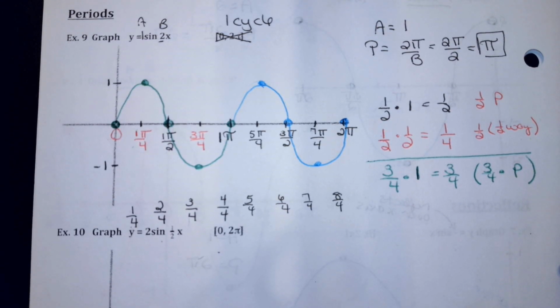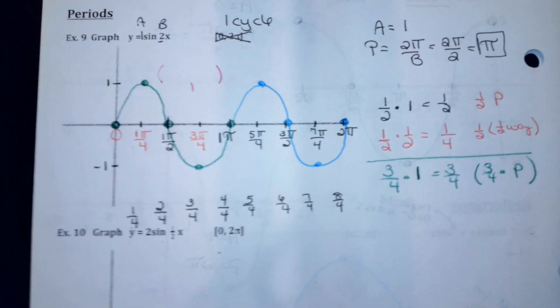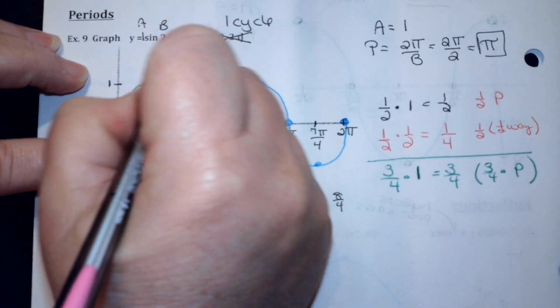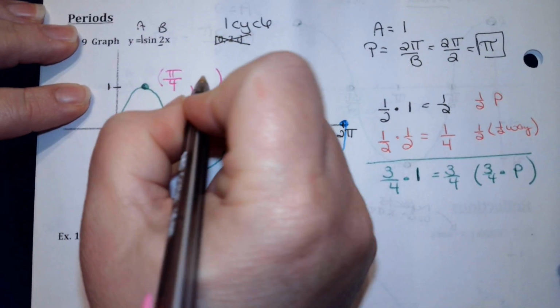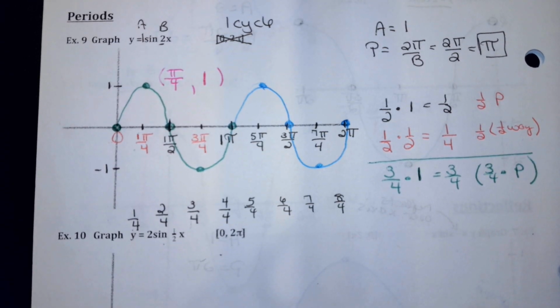And again, I always like just pointing out one of the ordered pairs. So if I ask you for the ordered pair for this one, we usually do x and y. So here our x would be pi over 4, and our y would be 1. It just looks so strange, doesn't it?